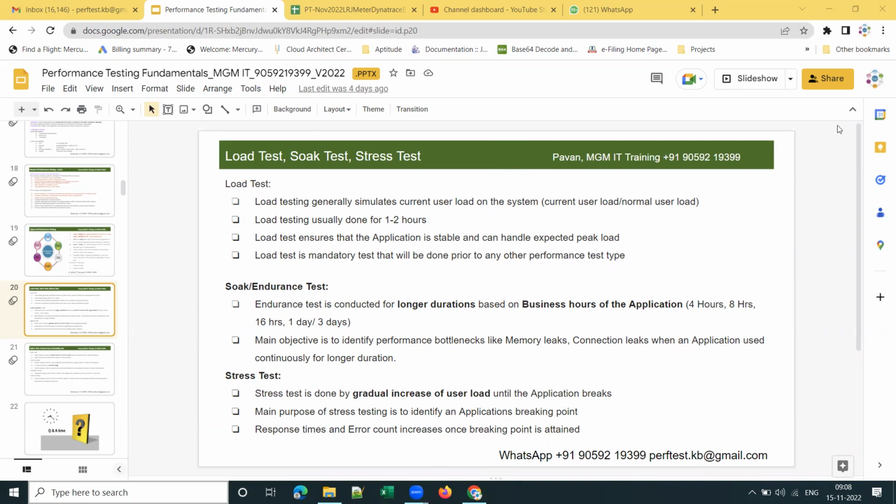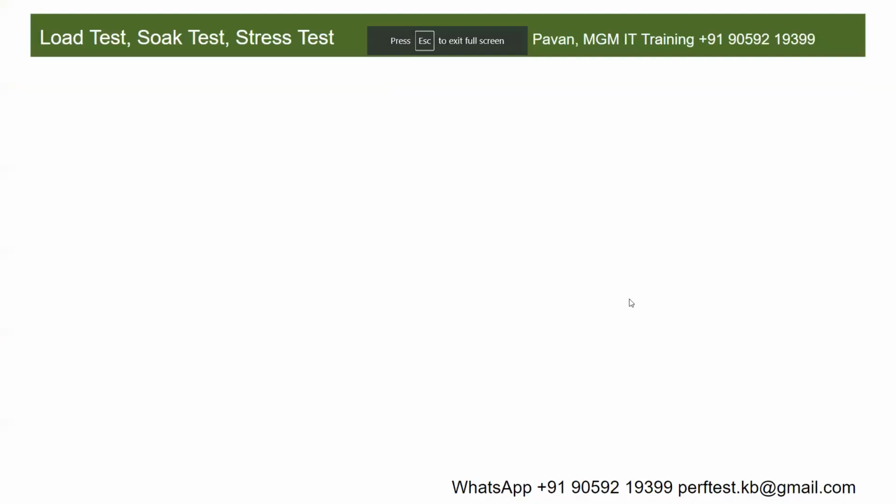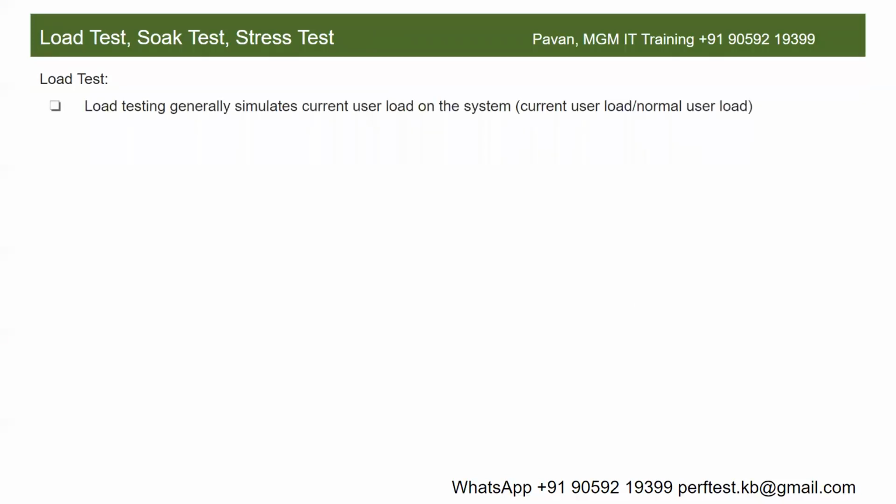Now, let's see the different types of performance testing in detail and what is the significance of each test, right? So the first type of performance testing is load test. Load test is mandatory for every project. This is the first performance testing you have to do. For any application, this is the first and foremost type of performance testing that should be performed.